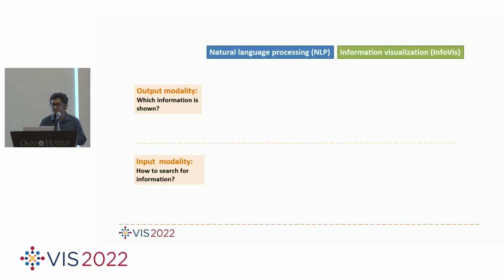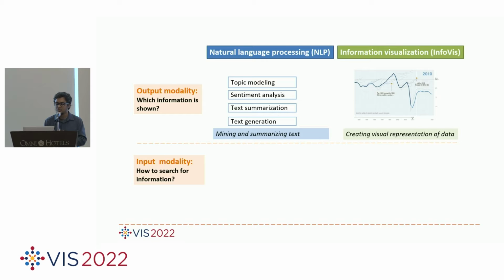So just to summarize, natural language and visualization can complement each other both in terms of input modality and output modality. In terms of output modality, we can use natural language processing to extract important data. For example, we can do topic modeling, we can do sentiment analysis, we can summarize a large body of text, and we can also automatically generate text to illustrate different points about visualization. And then with visualization, we can create a visual picture of data, which can then help us by using the parallel processing abilities of our eyes to quickly figure out interesting patterns, trends, and outliers.